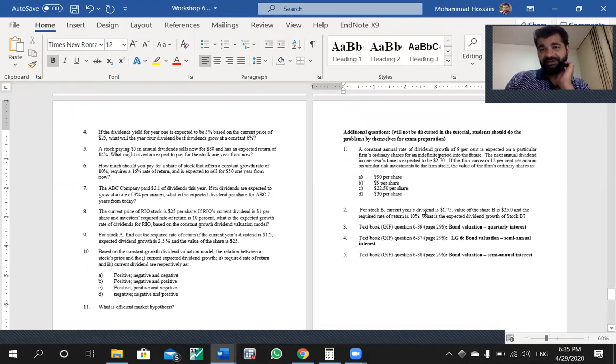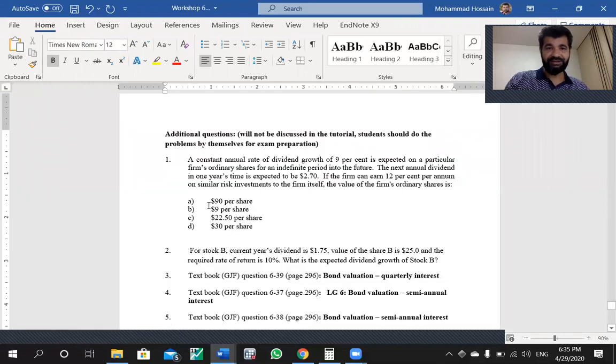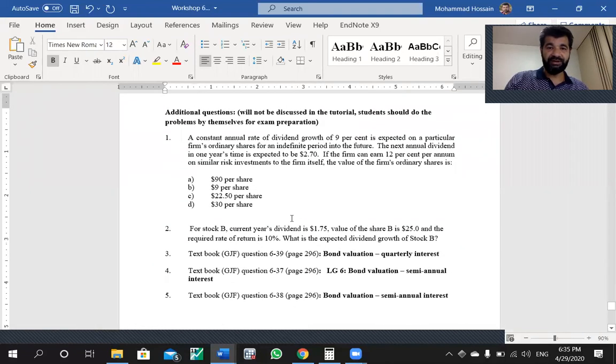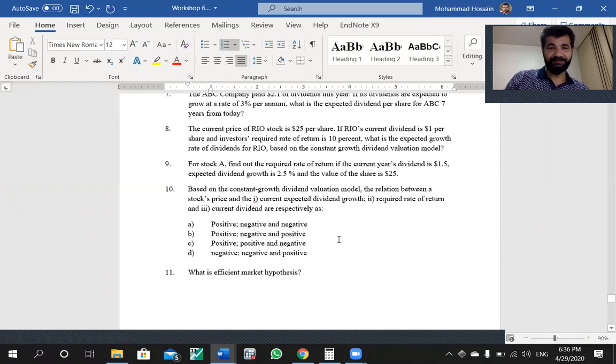They said additional questions will not be discussed. Let's make it bigger. So this is an additional question they have given you here. You guys can actually work on these things. And textbook GJF, I think it meant Gitman Joshua Flanagan. That's the writers' initials, 3 writers. Okay. So these things are important for you guys to look at, which will not be covered.